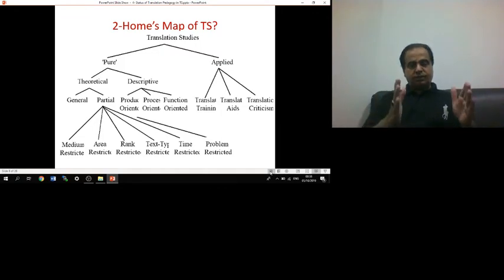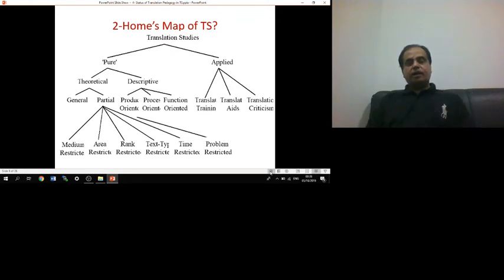When you see the pure, there are again two branches. On the left is theoretical, on the right is descriptive. And for the descriptive, we have again three divisions. One is product oriented, and process oriented, and function oriented. On the theoretical, we have again two branches, general and partial. Luckily we don't have branches of the general, but for the partial we have six more branches of the partial theoretical translation studies.